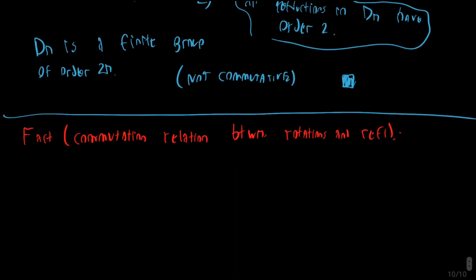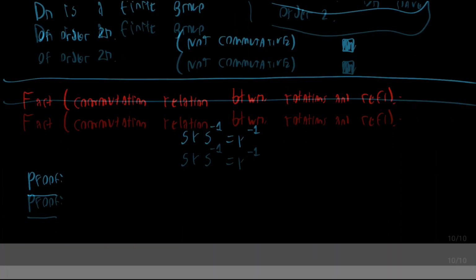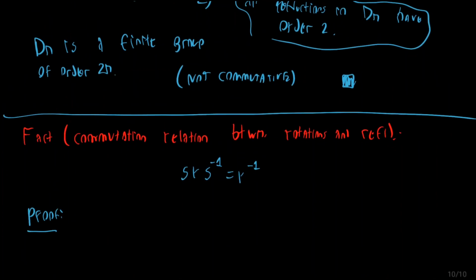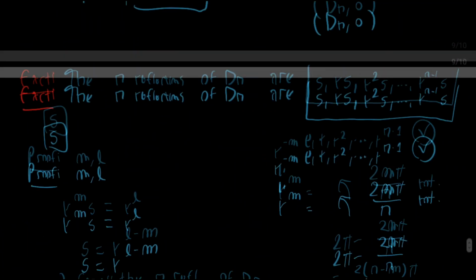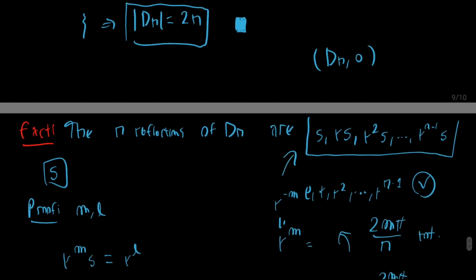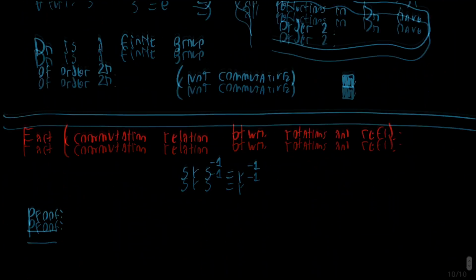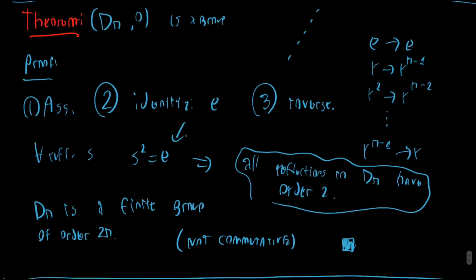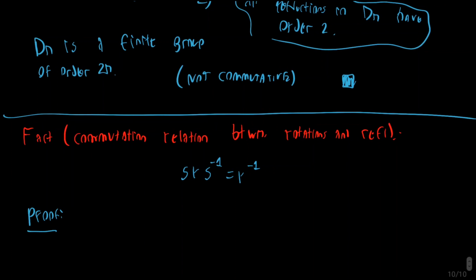We will have that s times r times s to the minus 1 is equal to r to the minus 1, and the proof of this fact is pretty immediate. From this fact right here, we know that r times s is a reflection. Since we know that every reflection is of order 2, r times s squared is the identity. In other words, r times s times r times s is equal to the identity.